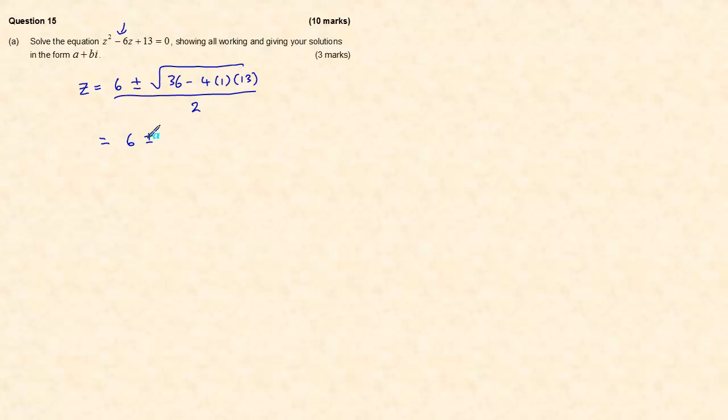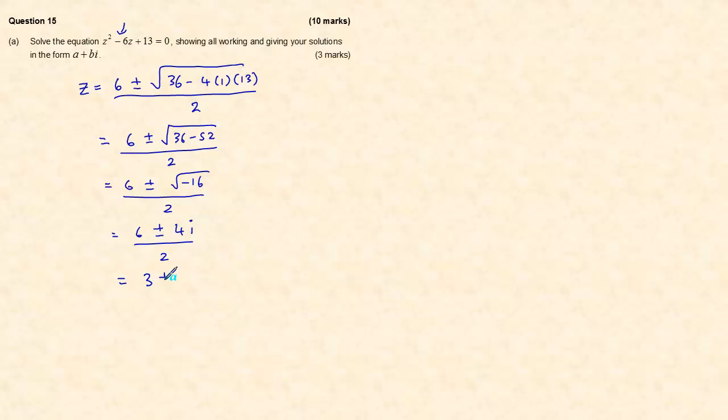So that's 6 plus or minus the square root of 36 take away 52 over 2, which is 6 plus or minus the square root of negative 16 over 2, which is 6 plus or minus 4i over 2, which gives us 3 plus or minus 2i.